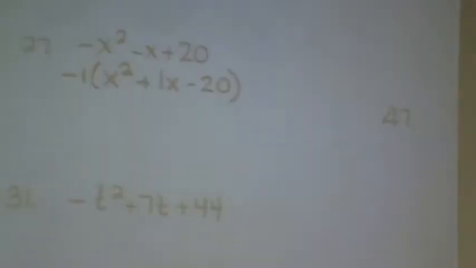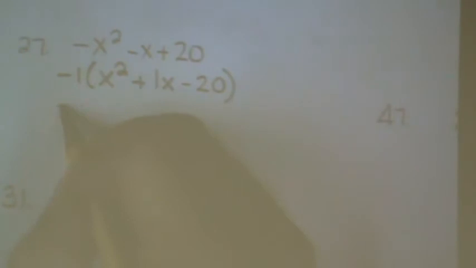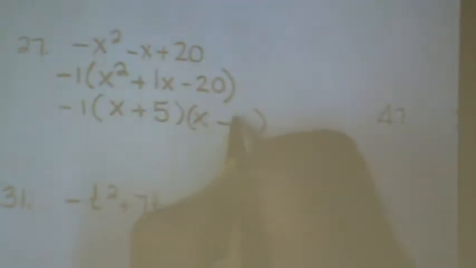Now for 27, I would pull out a GCF, a negative 1 out. So you're left with x squared plus 1x and then minus 20. Now ask yourself, what two numbers multiply to give you x squared, x times x, and then what times what is negative 20 but adds to be a 1? That would be a 5 and a negative 4.